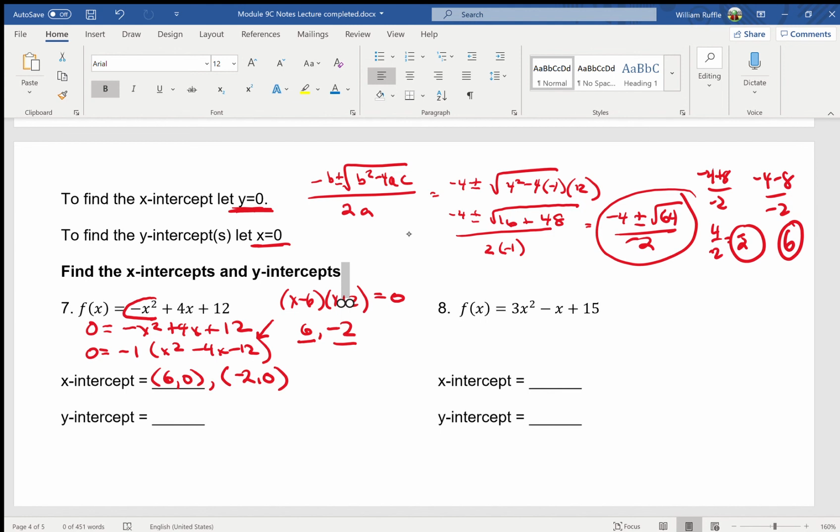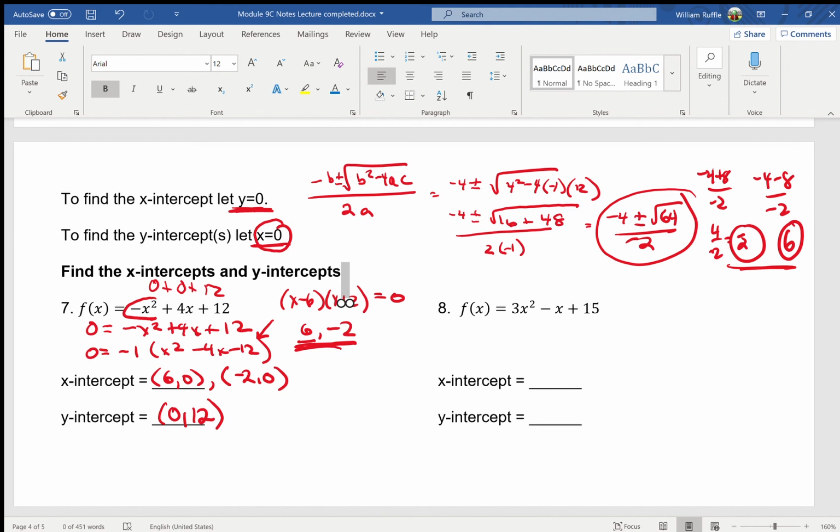And those are the exact same answers as I got here, aren't they? And they're going to want you to write it as a point, so you got to write it as a coordinate. Now the y-intercept is always easier. When x equals 0, if I put x equal to 0 in here, that's just 0 plus 0 plus 12. So the y-intercept is 0, 12. Easy enough.